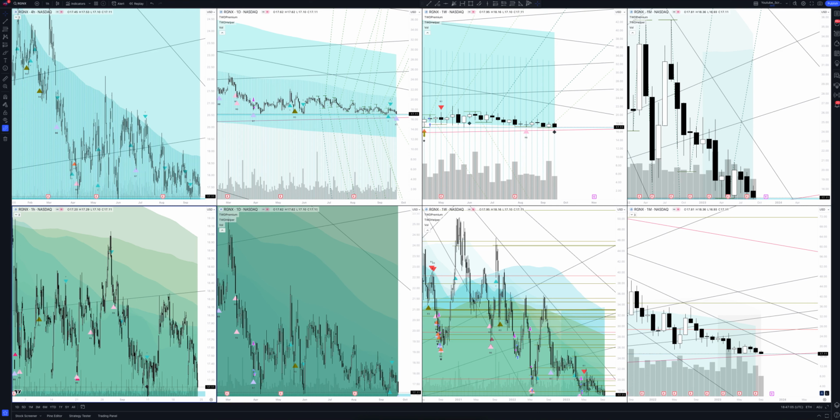Today we will take a look at Regenxbio Inc stock. Let's analyze the market situation and find out how you can make money on it. Let's start.